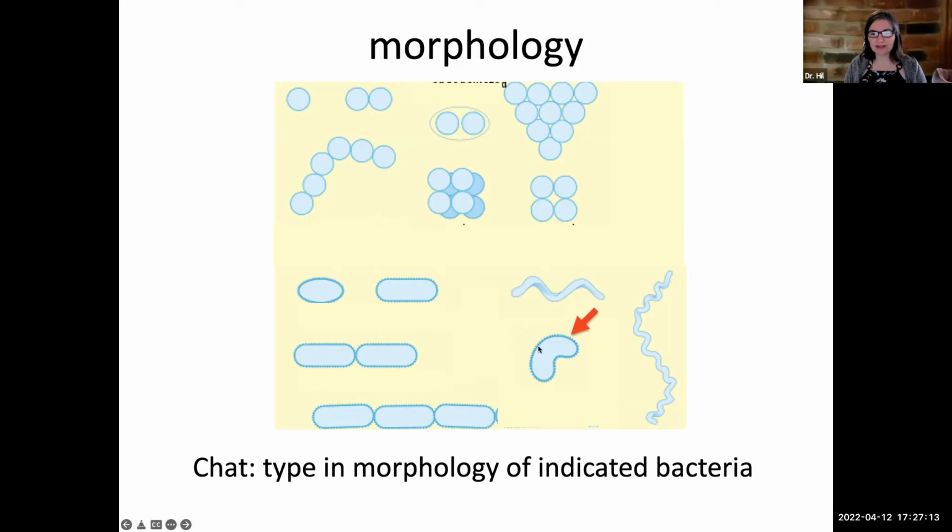What about this morphology? Indeed. These are the fun ones. They are called vibrio. They have this little C shape to them, a little curve, a little bend. And these guys? Yeah, these are spiral, spirillum, spirilla. That's right.